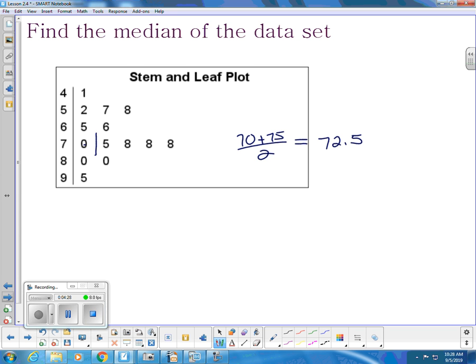Other thing when you're dealing with stem plots, make sure you're always counting from the inside out. So don't do this. 1, 2, 3, 4, 5, 6, 7. Inside out from the bottom, okay? Or the low number.